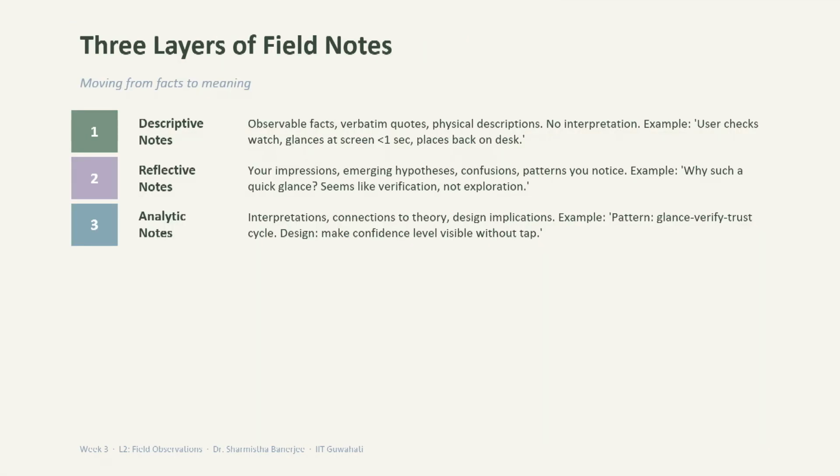So, when I am making these field notes, when I am doing this observational study, I have to remember 3 different parts about how to make these field notes. So, these are the 3 levels in which I am making these field notes. The first layer is the descriptive notes. Here I will be noting down all the observable facts, the verbatim quotes if I hear people's voices, the physical description of the whole space.